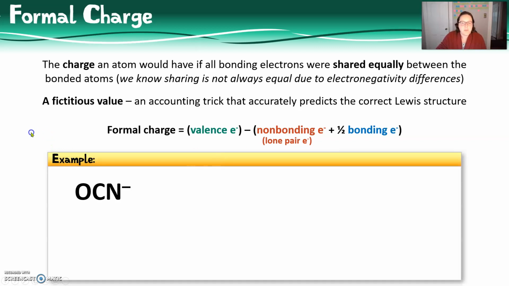First, I challenge you to pause the lecture to see if you can come up with all the resonance structures for the cyanate ion, OCN-, below. I'll give you a hint. There are 3 total resonance structures.